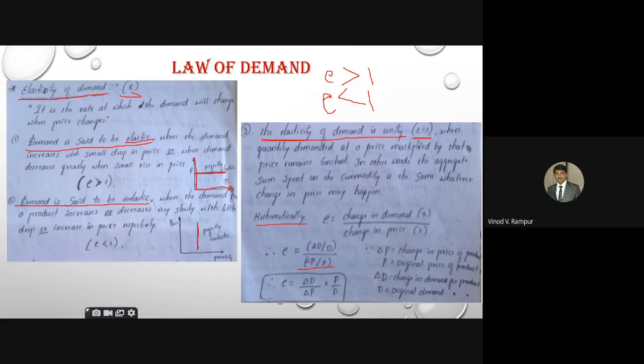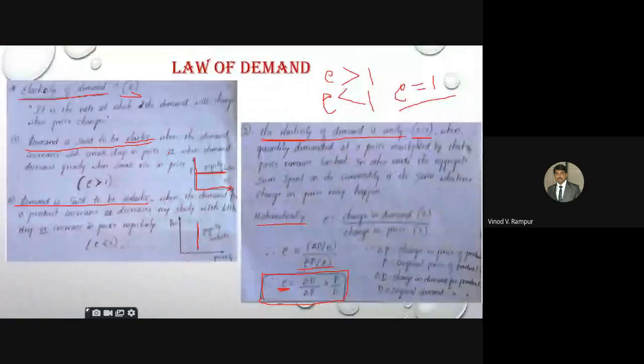Similarly for the demand, delta D is the change in the demand for the product and capital D is the original demand for the product, that is E is equal to delta D divided by delta P into P by D. By using this formula, we are going to find the elasticity of the demand. These are the three conditions: if E is greater than 1, then demand is elastic; if E is less than 1, then demand is inelastic; and E is equal to 1 is unity demand. These are the three conditions for elasticity of the demand.